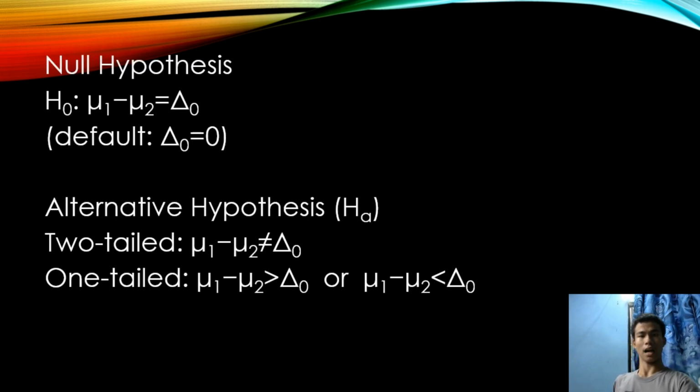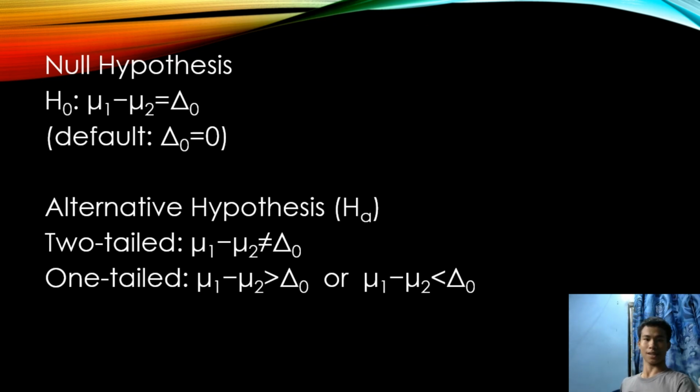Null hypothesis. A null hypothesis is a type of statistical hypothesis that proposes that no statistical significance exists in a set of given observations. The formula for a null hypothesis is H sub 0: mu sub 1 minus mu sub 2 is equal to delta 0, while the default of delta 0 is equal to 0.